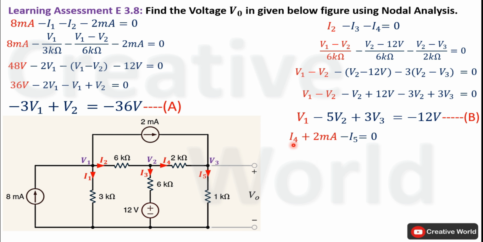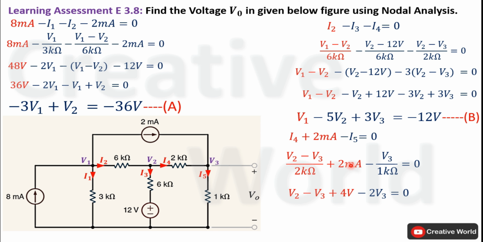Now we have to replace these currents with their respective equations. Current I4 is equal to V2 minus V3 divided by 2 kilo ohm. Similarly, current I5 is equal to V3 divided by 1 kilo ohm. Modify the equation. Now in order to solve this equation, we will multiply it on both sides by 2 kilo ohm. The product of 2 kilo ohm and 2 kilo ohm in the denominator will cancel out with each other. Only V2 minus V3 will be left.